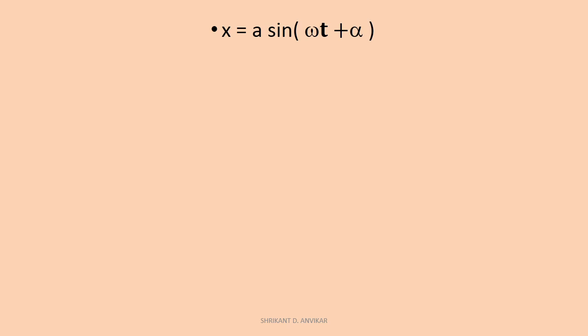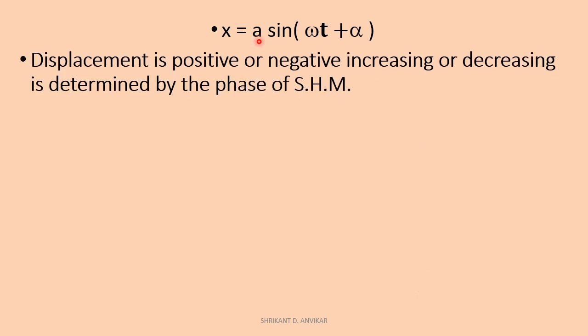In this way, displacement of a particle is given by the formula x equals a sin omega t plus alpha. Here a is the amplitude. This amplitude is a constant term.